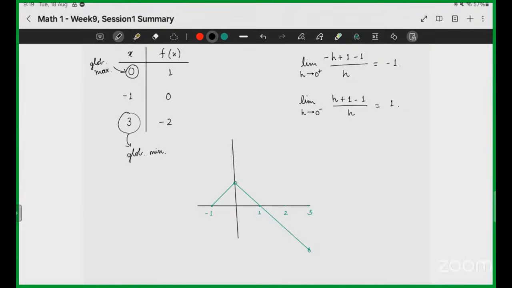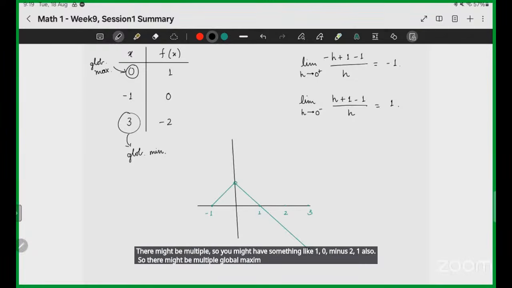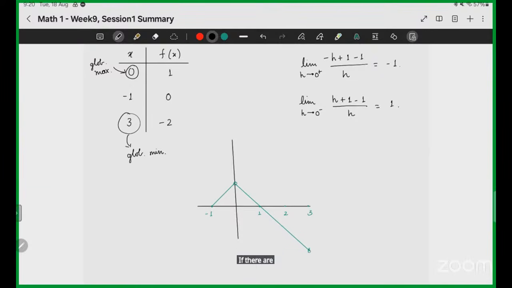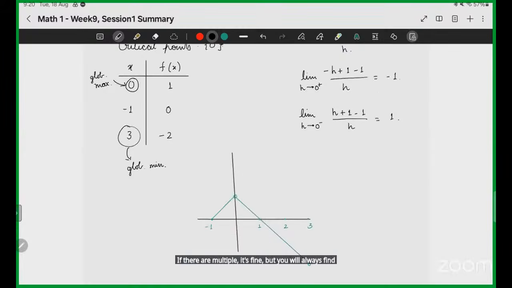There might be multiple. So you might have something like 1, 0, -2, 1 also. So there might be multiple global maxima. That is okay, because at all of those points the function value will be the same, right? Just like if you take sin x, for example, and restrict it to some closed interval, you will have multiple maxima and multiple minima, global minima and global maxima. So that's okay. If there are multiple, it's fine, but you will always find the global minimum and maximum this way.